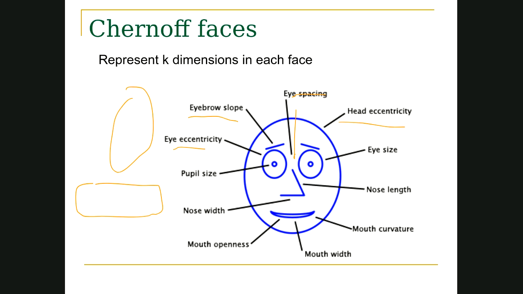How big they are, how small they are, maybe even their shape: are they oval, are they round? Pupil size can show something. Nose width, nose length, mouth openness, mouth width, mouth curvature. So all of these can show data. So if you see here, I have 2, 4, 6, 8, 10, 11 or so data dimensions. So I can show data that has 11 dimensions just by this.